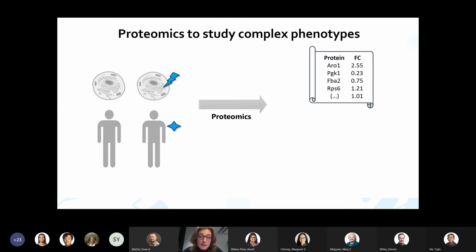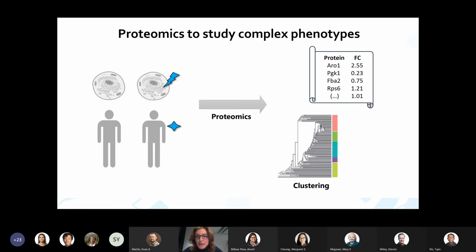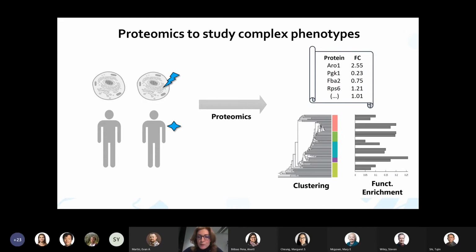And then what is typically done, starting from these lists, is some exploratory analysis. For example, clustering analysis to identify groups of proteins that behave the same. For example, proteins that go up or proteins that go down. And then also very common is to perform some kind of functional enrichment analysis to understand if proteins within the same cluster have anything in common. For example, if they are associated to the same biological process or pathway. And if we find something enriched there, then we typically conclude that these modules are somehow involved in the phenotype we are interested in. So this approach has been used a lot in the literature, very successfully.